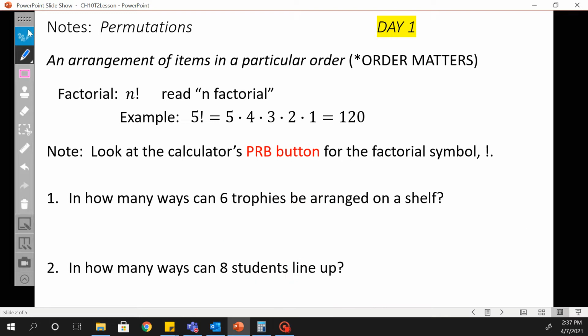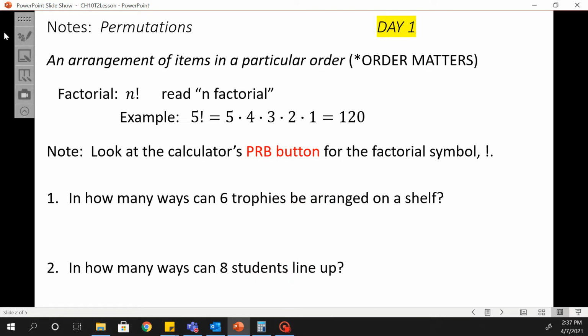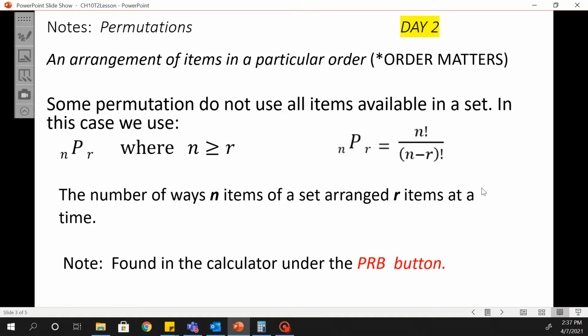Now, sometimes you don't want to use all of the elements or all of the items. So for instance, some permutations do not use all the items available in a set. In this case, we use n permute r, where n is of course larger than or equal to r. And the formula for this would be n permute r is equal to n factorial divided by n minus r factorial. This is the number of ways n items of a set can be arranged r items at a time. Okay, so this would be if you don't want all of the items.